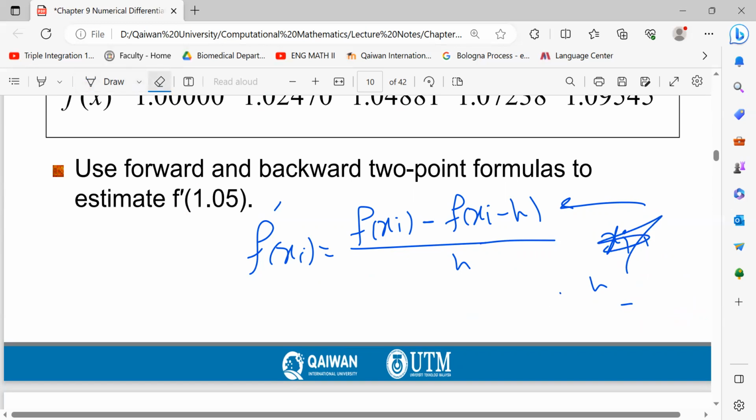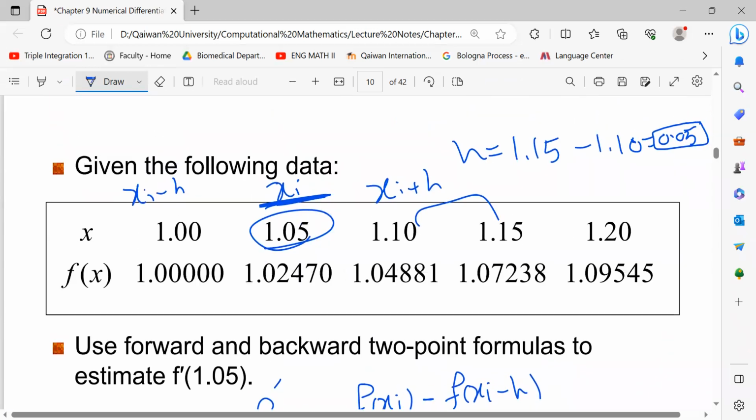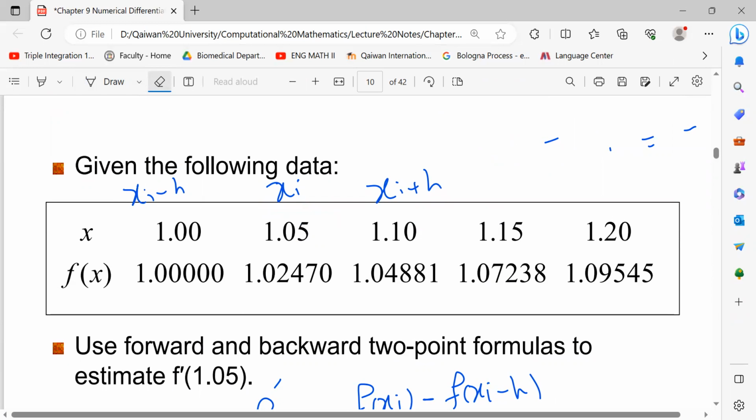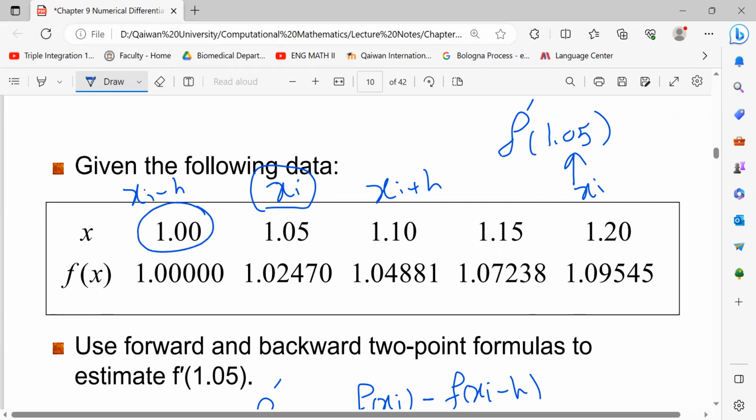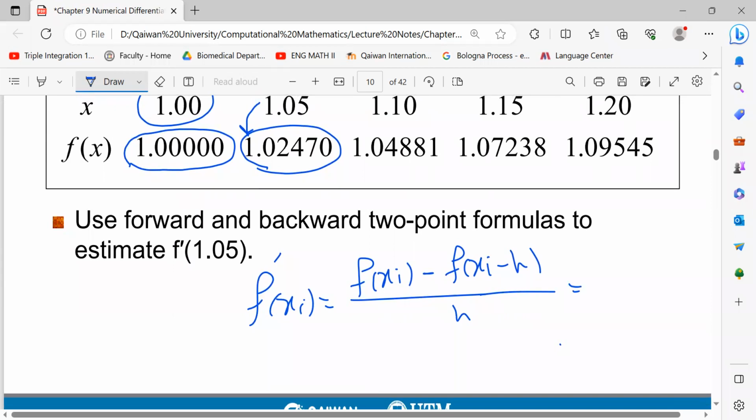We need to find f of xi and f of xi minus h from the table. Okay. What's xi? We already found h, which is 0.05, by subtracting two successive x values. Now, this is xi because it says find f prime of 1.05. So this value is xi. The previous value is xi minus h or xi minus 1. What's the previous x value? It's 1. We say it is f of xi, which is this value, minus f of xi minus h, dividing by h. So it is, let me write that here.